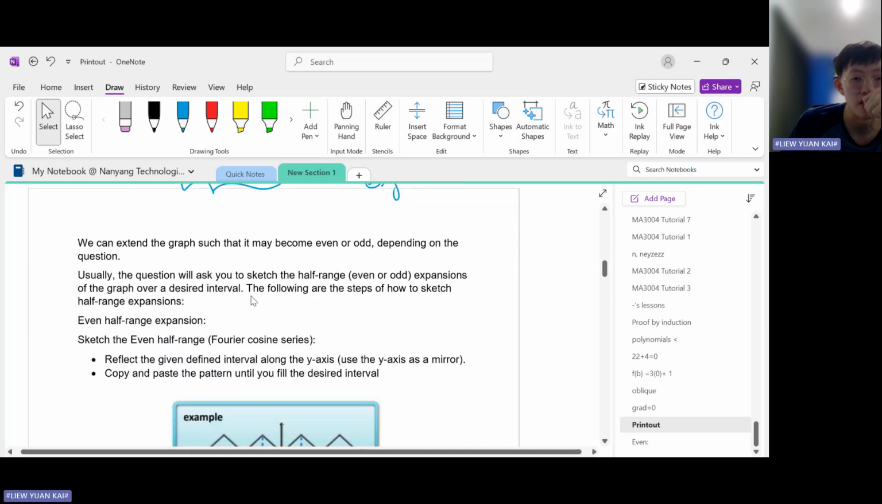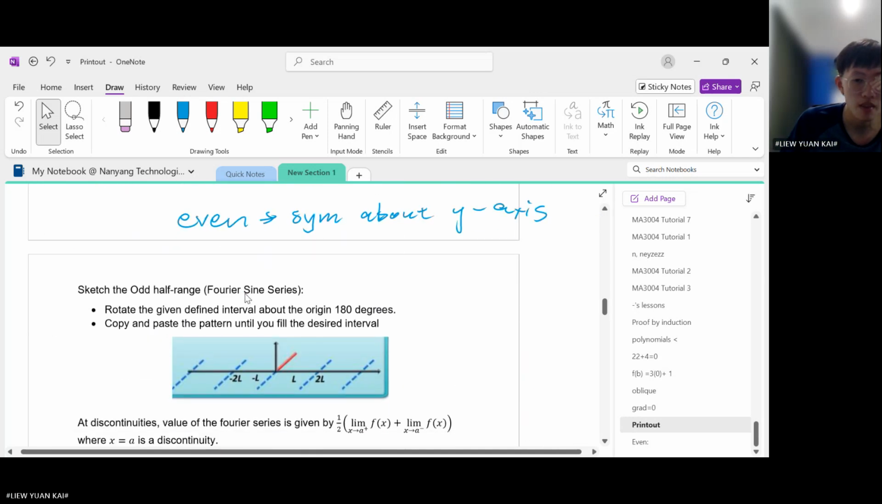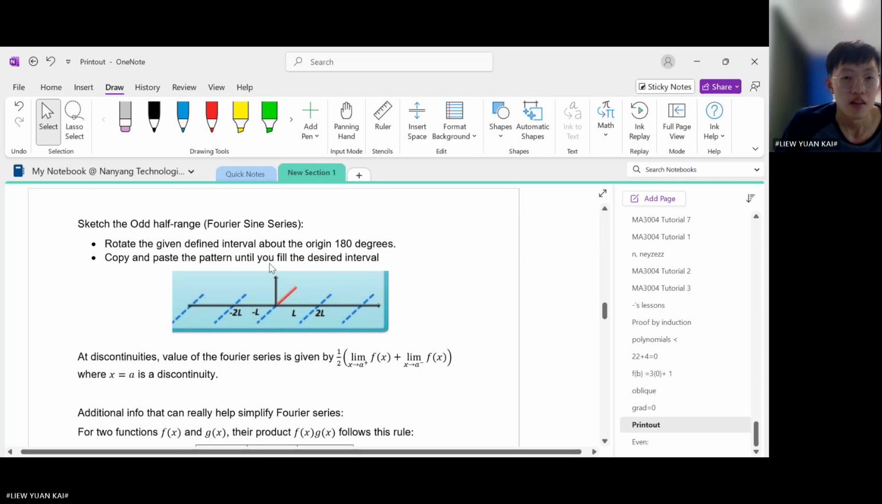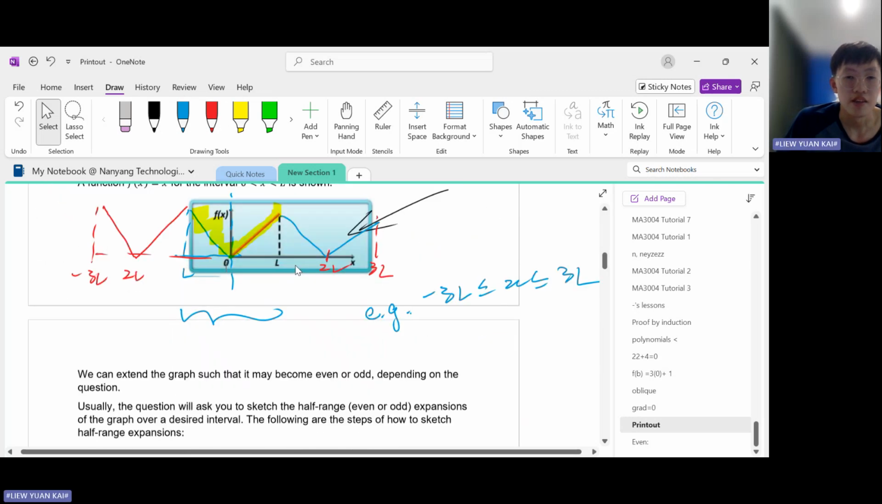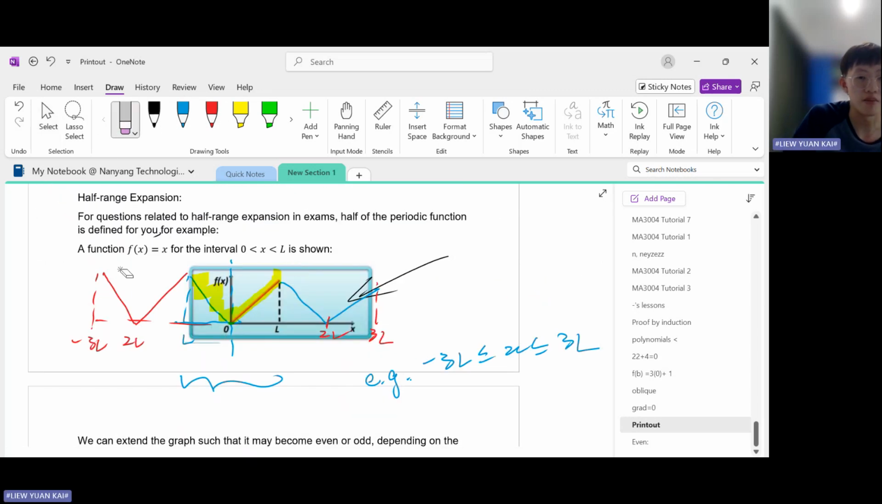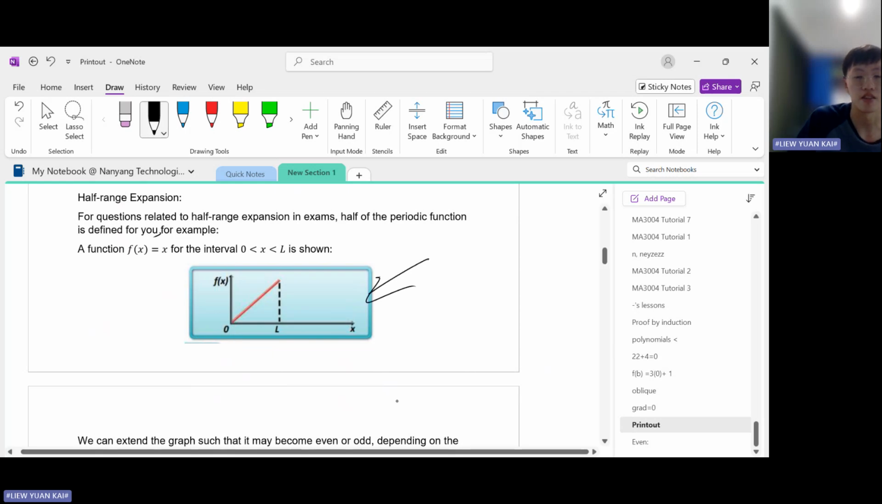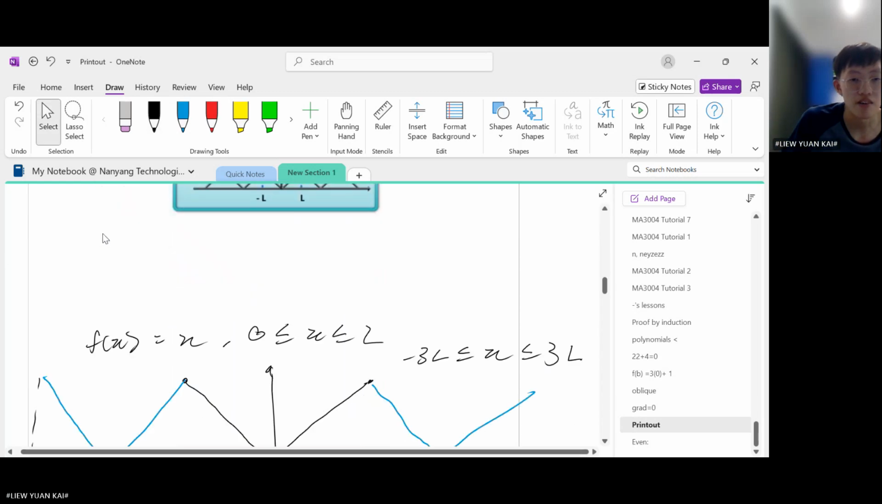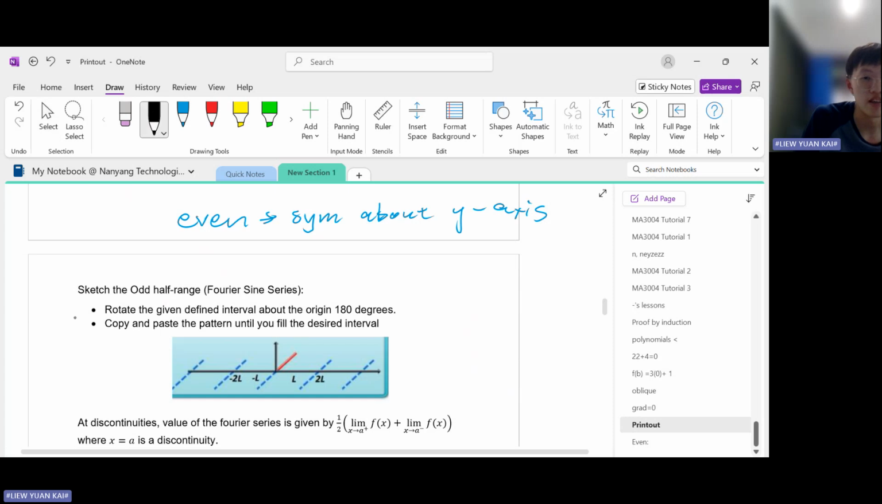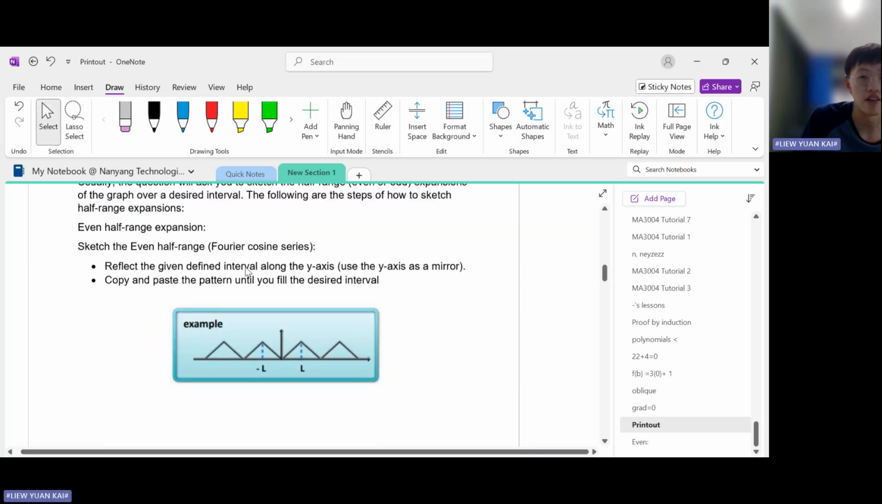So what about half range sine? Let's say you want to do the same example. Let's say we're given the same function. So hold on. We are still given this function, right? But now instead of the half range even function, I want the half range odd function, the odd half range. So how do you draw that?